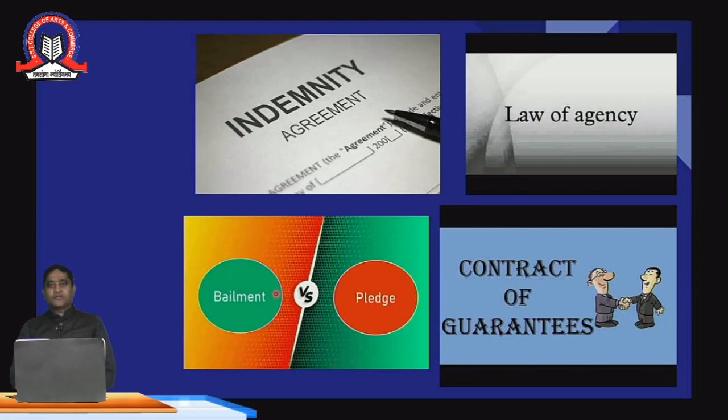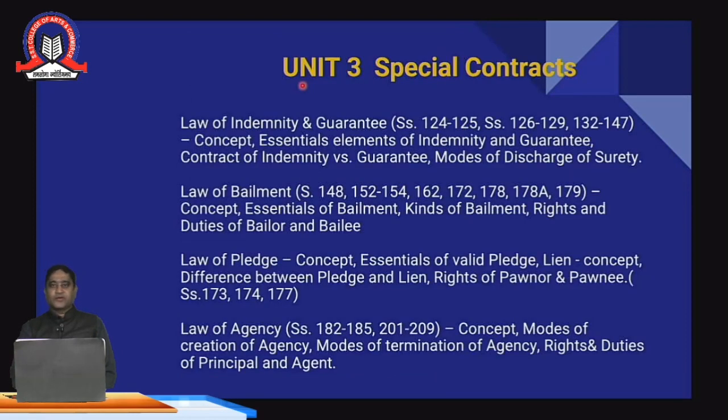Coming to unit 3, we will speak about the main parts: indemnity, law of agency, bailment, pledge, and the contract of guarantee. These are called special contracts, where there is an agreement between two persons. The law of agency, the law of bailment, the law of guarantee, and the law of pledge will be explained under these special contracts in unit 3.